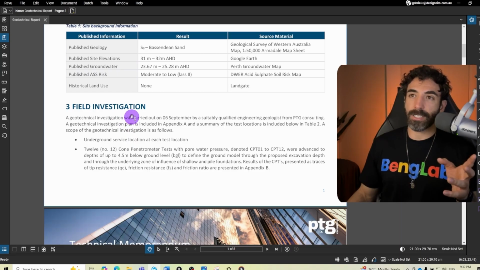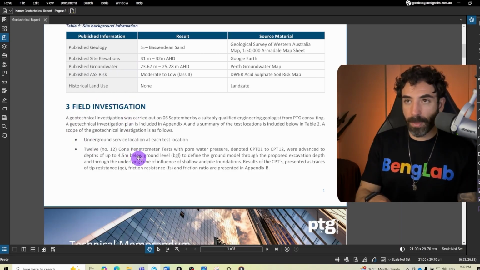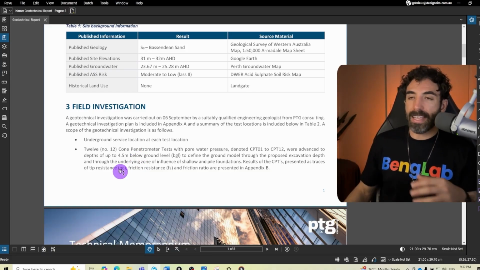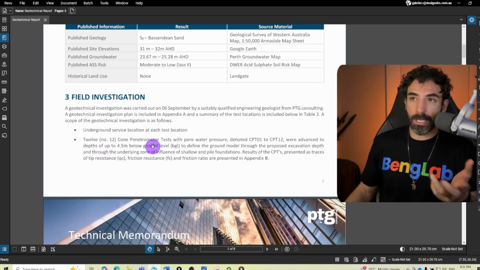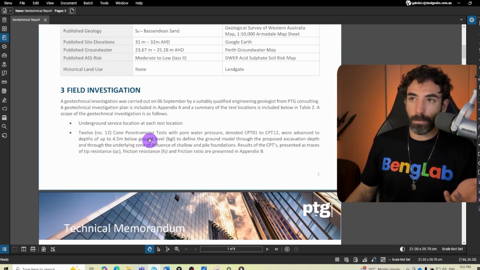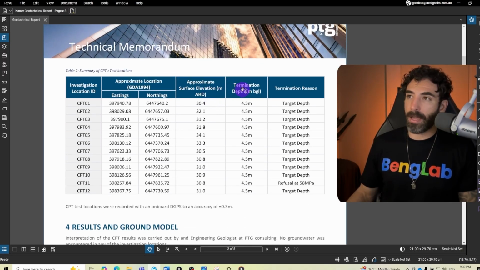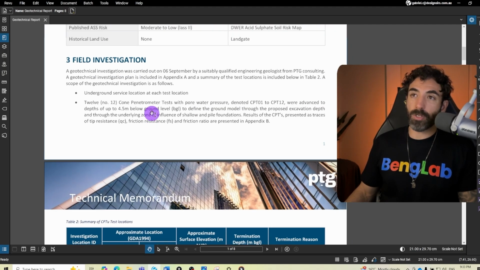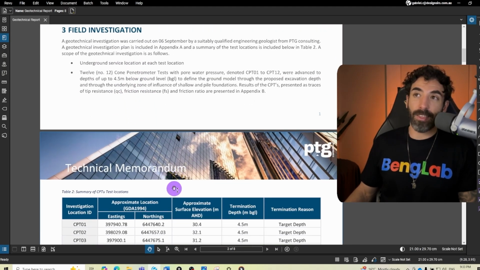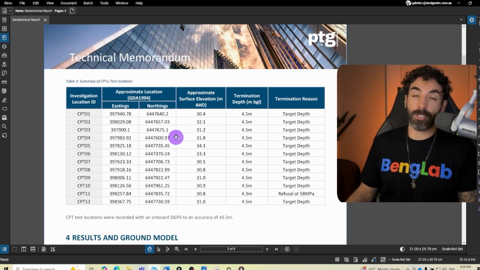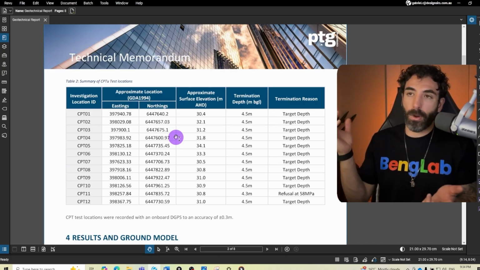The next section is the field investigation, which is the fieldwork method that the geotech used to carry out the site investigation. In this case, they've done 12 CPTs, and CPT stands for cone penetrometer tests. And as you can see on this table, they went as deep as 4.5 meters below the ground level. Sometimes in this section, you will find SPT instead of CPT, which is a standard penetration test, and it's also widely used in Australia and around the world as well.